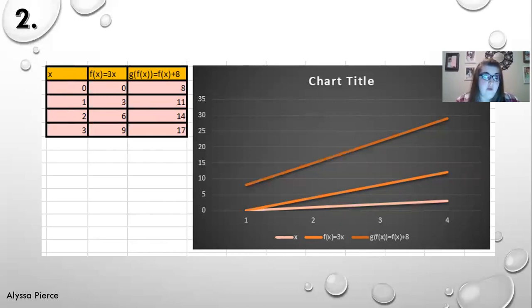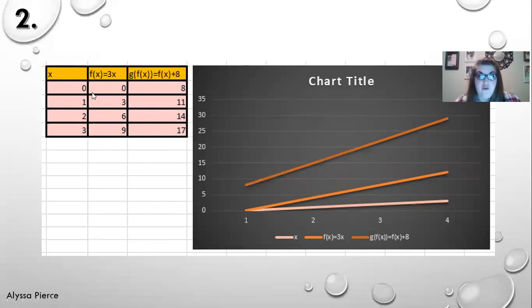What we were given was 0, 1, 2, and 3 as our x, and they wanted us to input that into f of x equals 3x, as well as g of f of x equals f of x plus 8. What I've done here is I've listed in Excel, underneath my x column, all of the x possibilities we had: the 0, 1, 2, and 3.